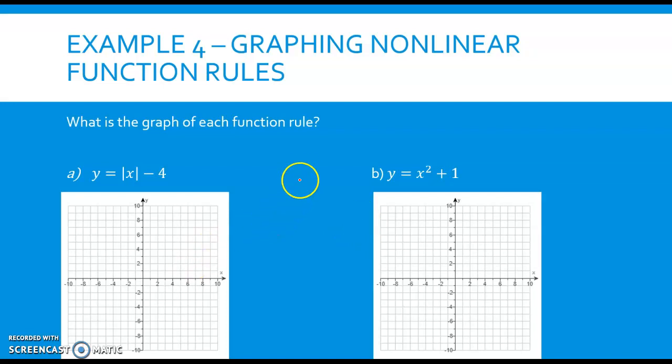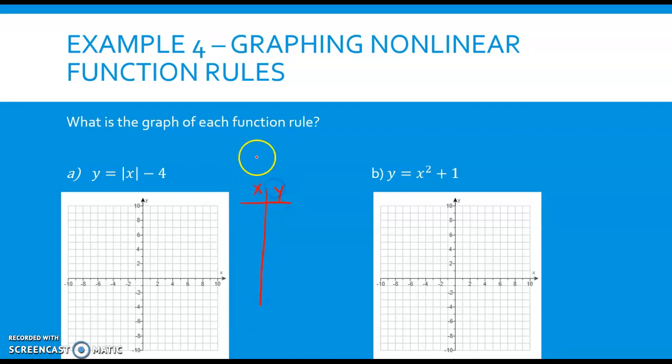All right. Last example for this lesson is we are going to graph each of these function rules. And so we have an absolute value function and a quadratic function. So that's when we have an x squared, or where our power is to the second power. All right, with these, we make tables. There's no cheat for this right now. We make tables and we graph.